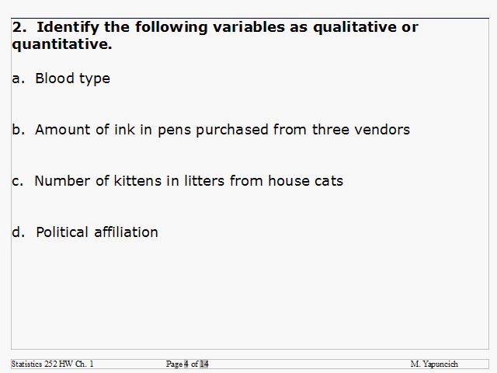The continuous ones are those that are measured. The second one, for the amount of ink in pens, well, if you measure the ink, you might have 2 ounces from one, 1.98 from another, 2.02. It's not a counted number, instead it's something measured. But those are both quantitative.